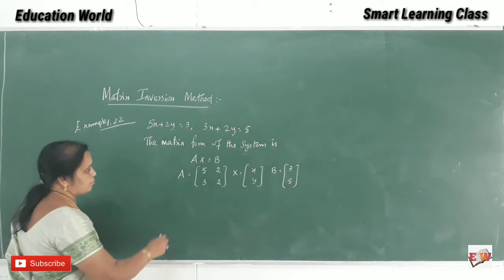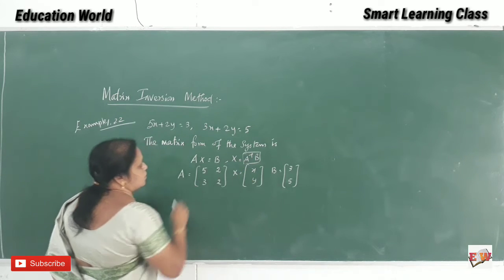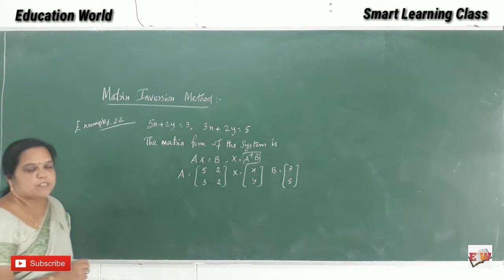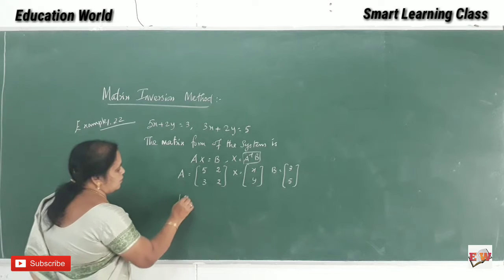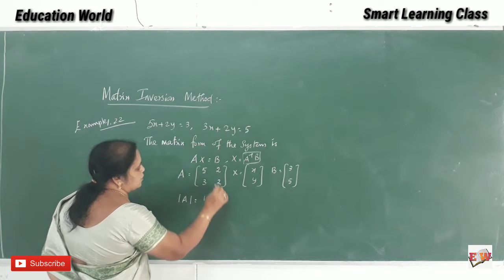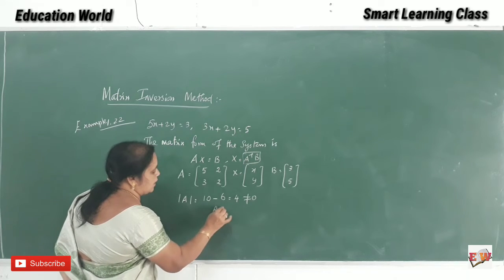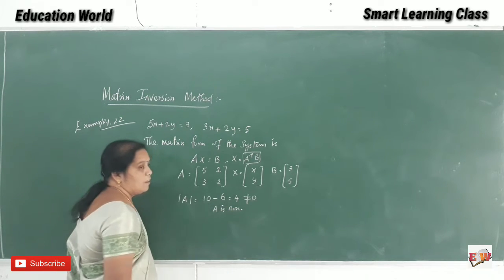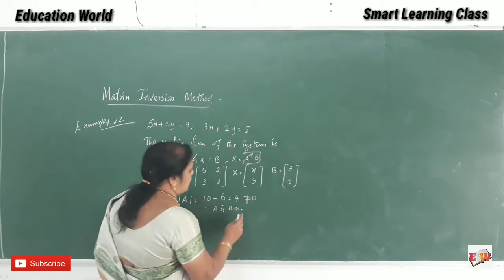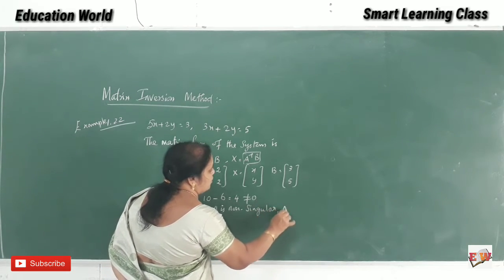This is the form, so we have to find the inverse. First, x is equal to A inverse B, so we have to find A inverse now. This is the A matrix. To find A inverse, first we have to find the determinant value. The determinant of A is 5 into 2, 10, minus 3 into 2, 6, which is equal to 4, non-zero. If it is 0, A is singular, but here determinant of A is not equal to 0, so A is non-singular and A inverse exists.